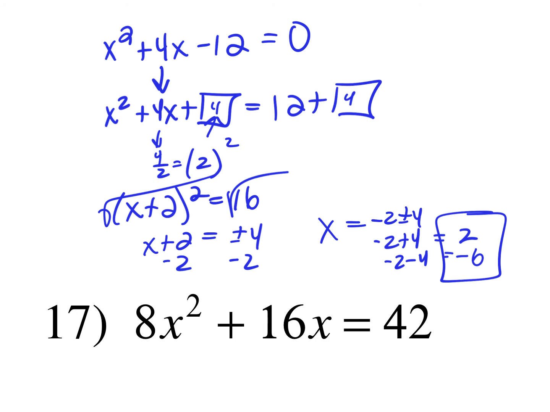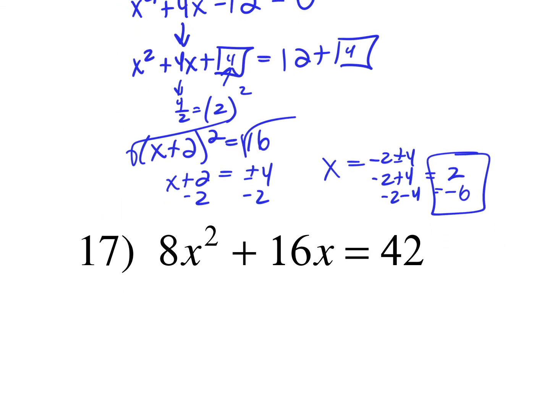But you can try to see if you can make everything. You've got to get that a term to be 1. You can complete the square when a is not 1. We're just not going to. It gets into fractions and it's just not cute, so we're not going to do it. All right, let's look at 17.